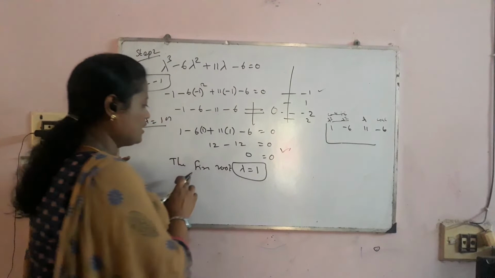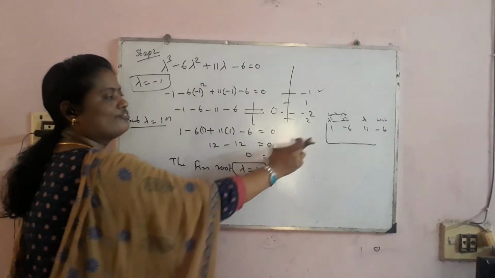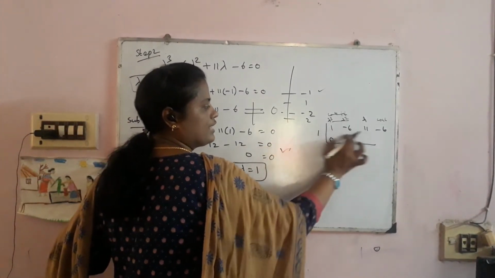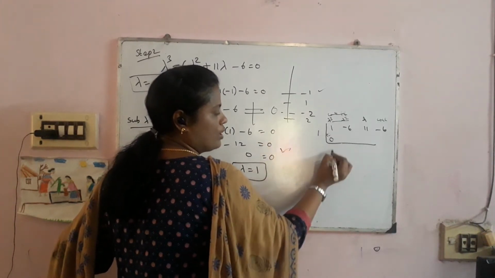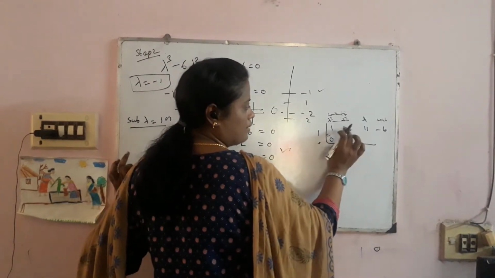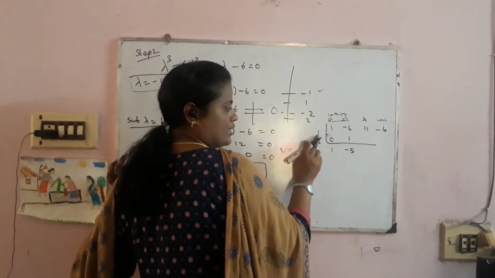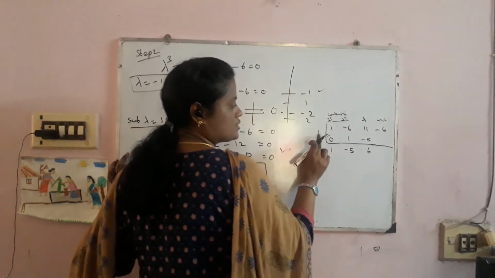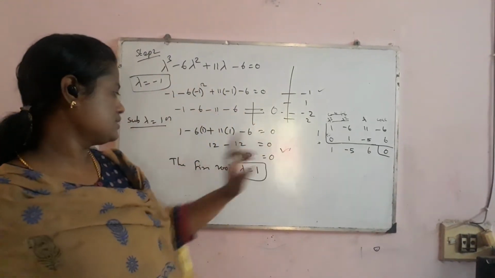We already found the first root, lambda is equal to 1. Select the first root 1, and here first write 0. Here is addition, here multiplication. 1 plus 0 is 1. Then 1 into 1 is 1, and -6 plus 1 gives -5. -5 into 1 is -5. 11 minus 5 is 6. 6 into 1 is 6. So therefore, this is 0.